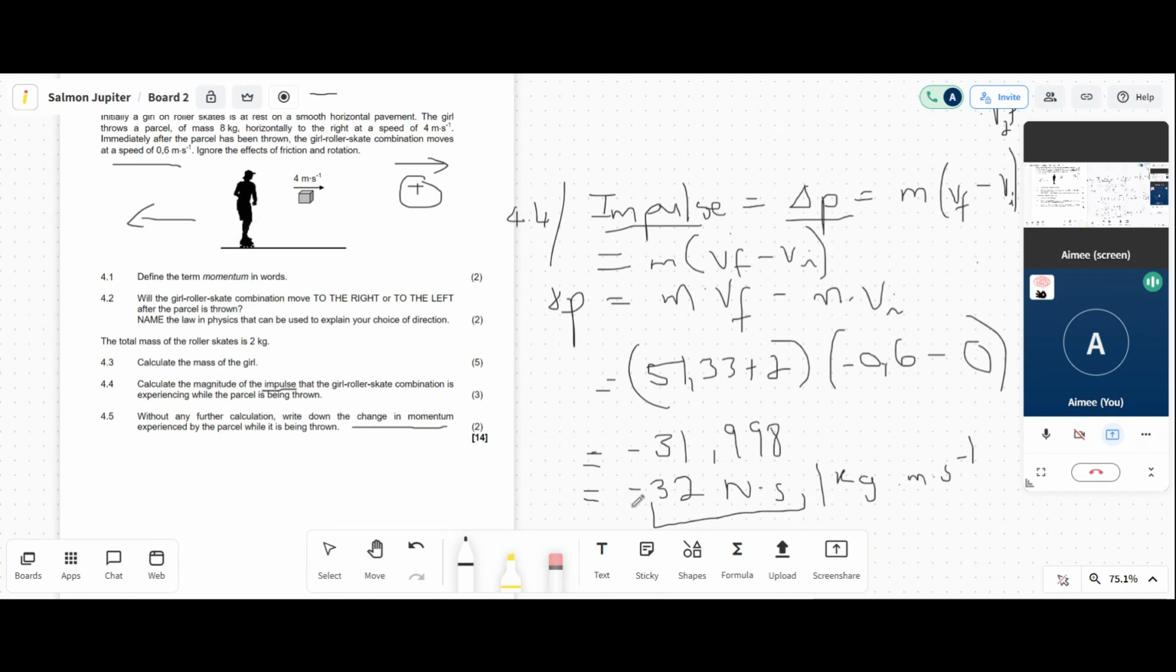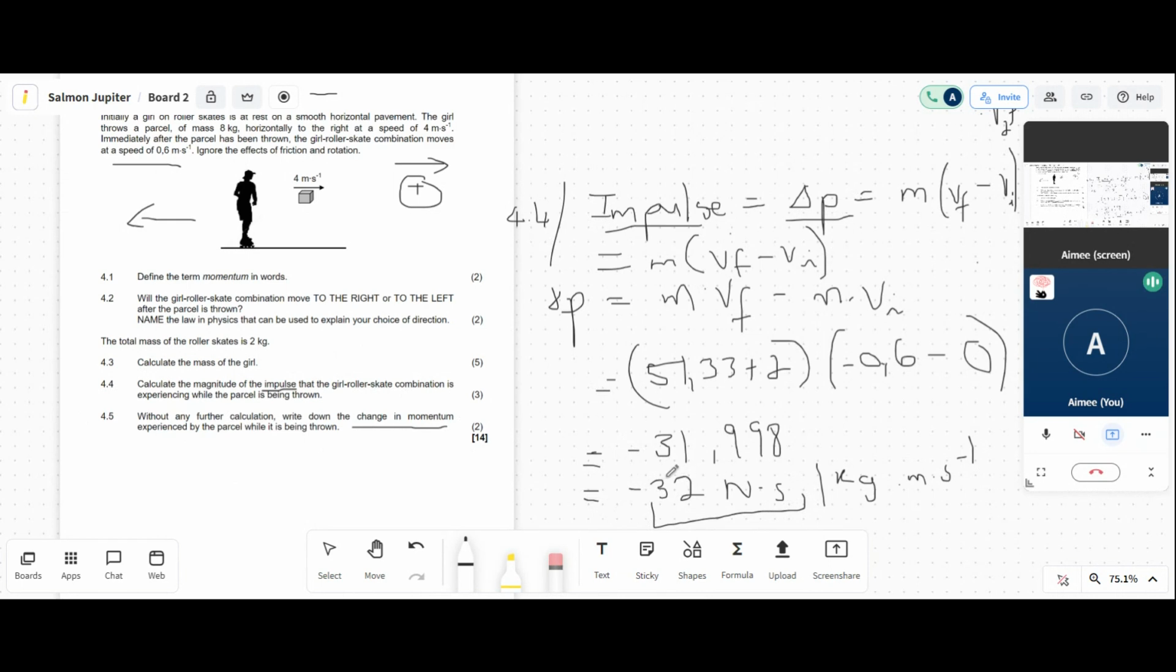So it's not going to be negative. Okay? So your answer, no additional calculations are needed here as they've stipulated. And you know that change in momentum is the same as impulse. So the only thing you really have to change from the answer that you calculated in 4.4 is the sign, which indicates direction. Okay?